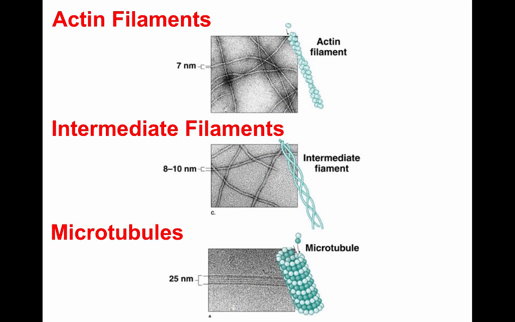Okay, and that's it then. We've talked about actin filaments, intermediate filaments, and microtubules, and that closes off our discussion of the cytoskeleton.